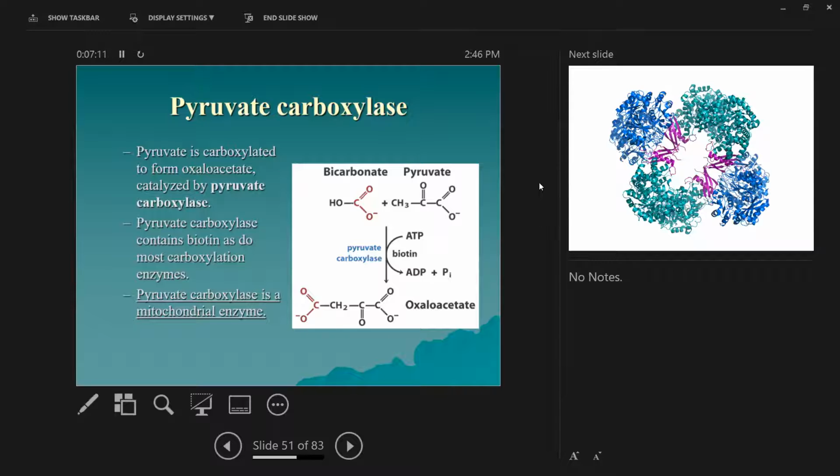Pyruvate carboxylase is a mitochondrial enzyme. It's found in the mitochondrial matrix. There is a transporter that transports pyruvate into the mitochondrion in exchange for a proton. So pyruvate gets into the mitochondrion very easily.